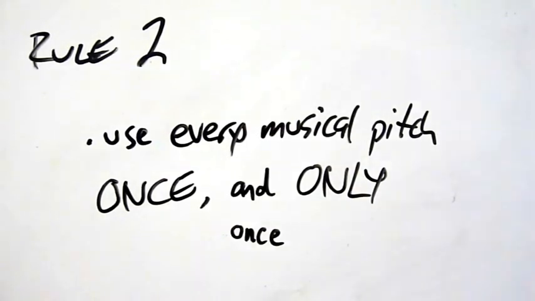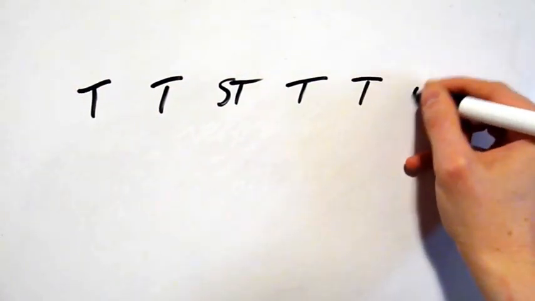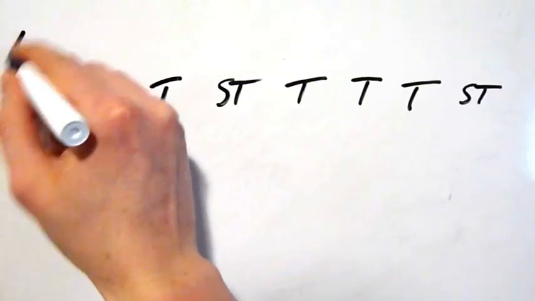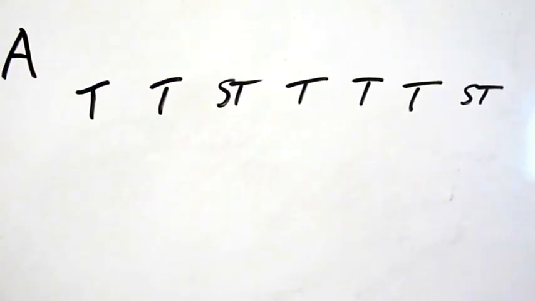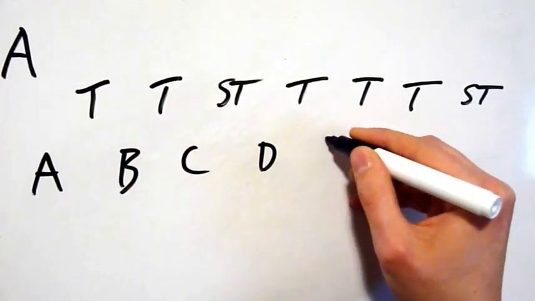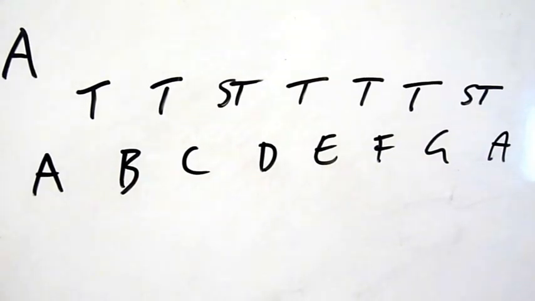Okay, let's get into the method. Start by writing out the tone-semitone formula. For our first major scale, let's find the notes to say A major. Write out the letters A through G underneath the formula, with the top octave A at the end. Next, make the notes match the formula by adding in either sharps or flats.